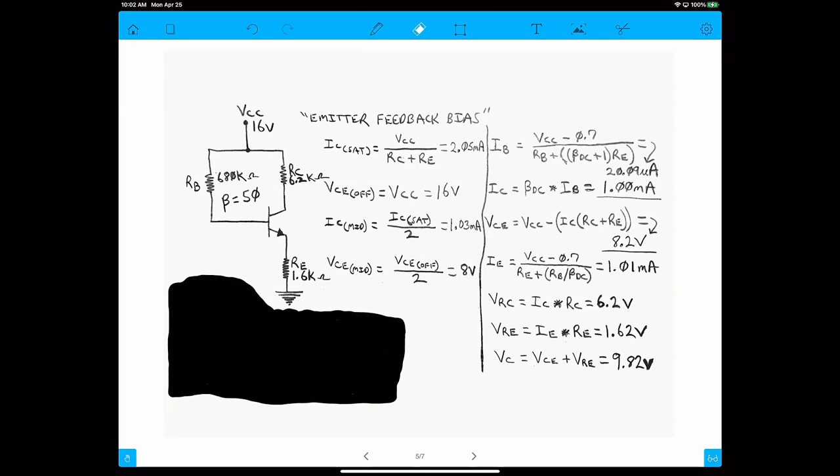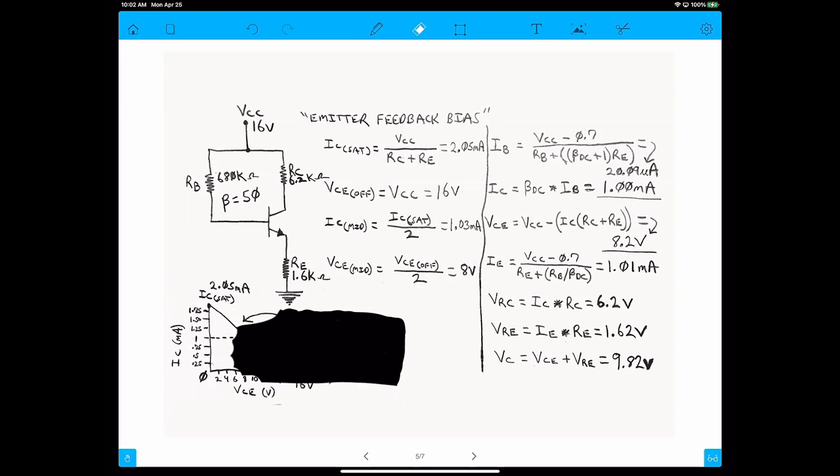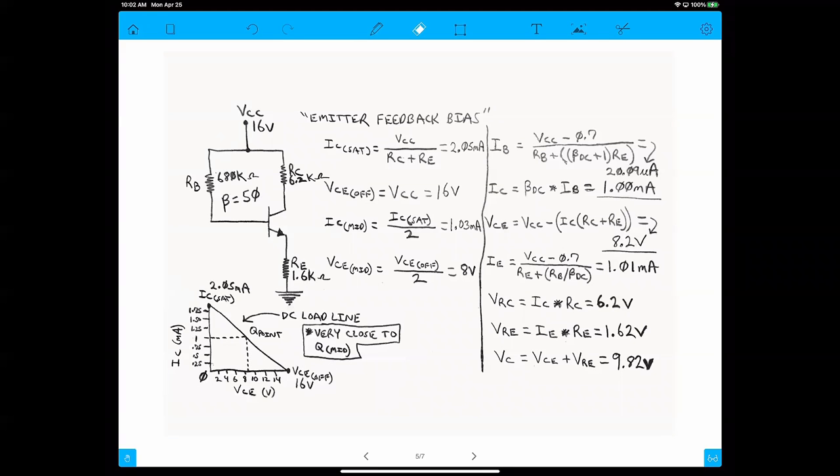Now, after all that is said and done, we want to find out what's happening with our DC load line. So again, we always want to make sure that we calculate for our IC SAT. And we already know what our VCE off is because that's just going to be equal to VCC. So we have our 16 volts here for VCE off. We have our IC SAT, which in this case is 2.05 milliamps. And then we look at our DC load line.